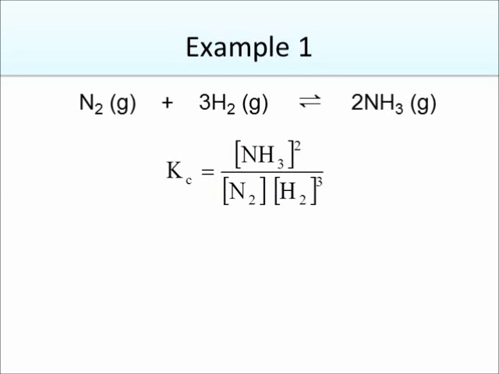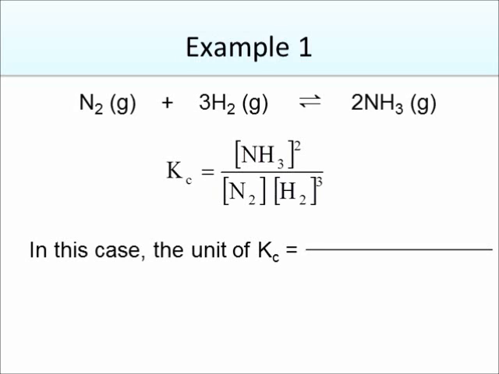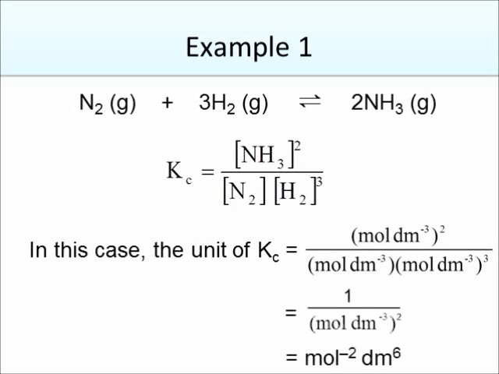Next, we will determine the units for the equilibrium constant in this expression. Remember, each substance in brackets represents the concentration in moles per dm cube. Therefore, we have for the numerator mole per dm cube raised to the power of 2, and for the denominator mole per dm cube multiplied by mole per dm cube raised to the power of 3. Simplifying, we obtain the units of this equilibrium constant.